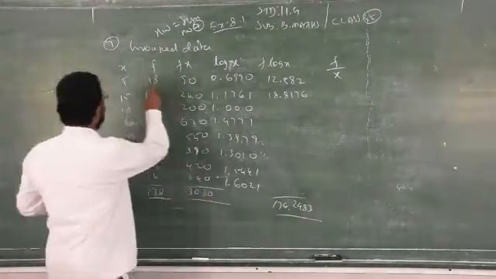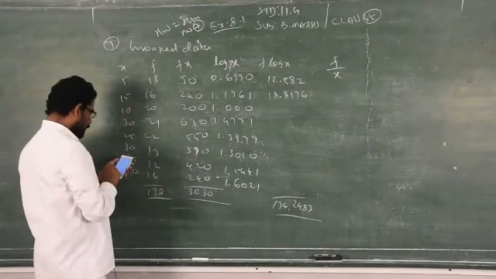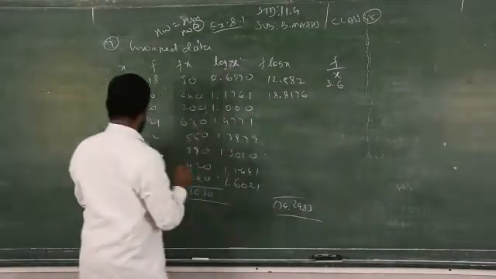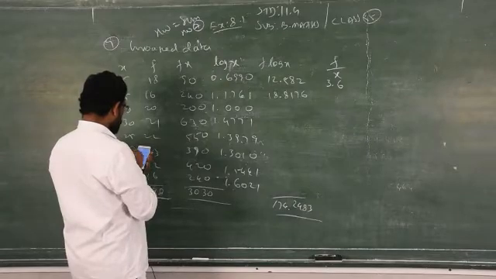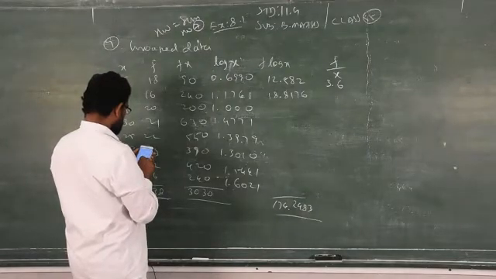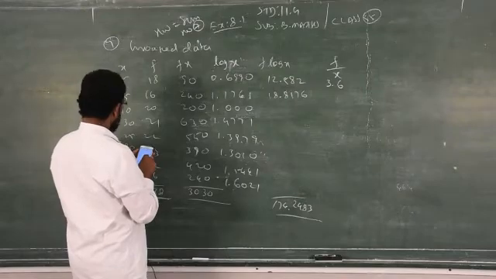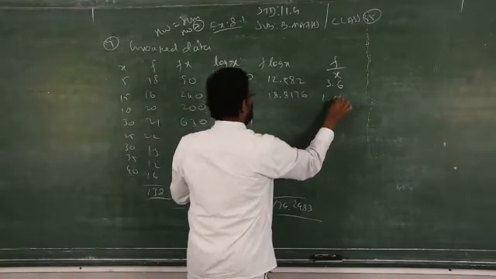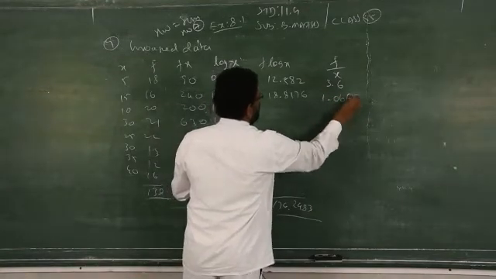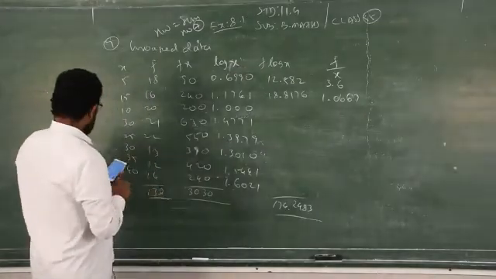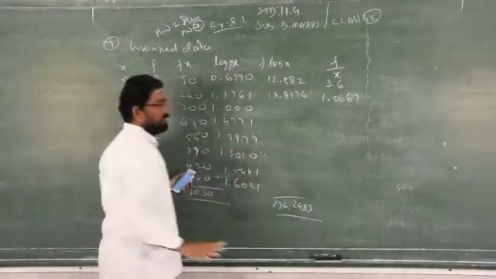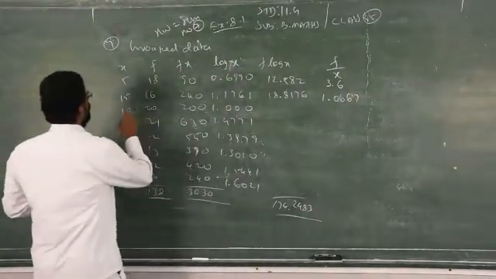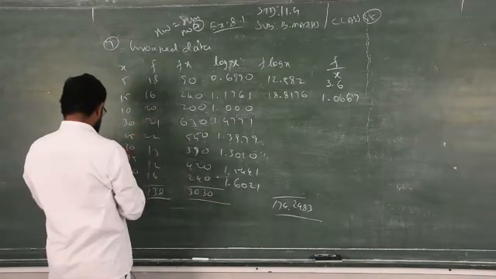What is frequency? Frequency is 18 by 5, 3.6. The next one, 16 by 15, 1.067. You take a maximum of 4 digits. When the fifth digit is 5 or more than 5, please add 1 to the previous one. I did like that only. Clear? So next, 16 by 15 I did, then 20 by 10.